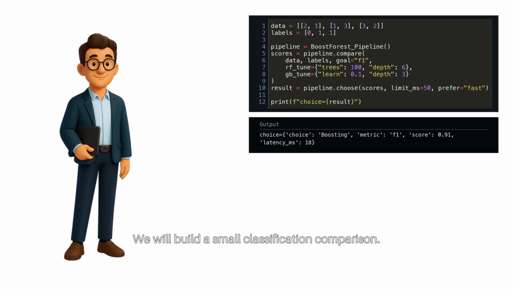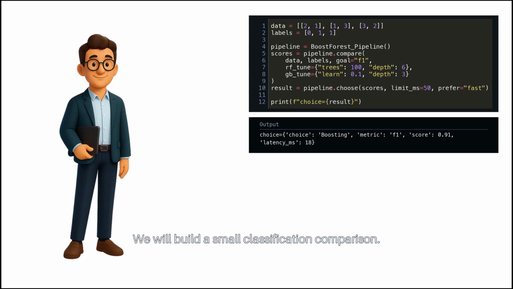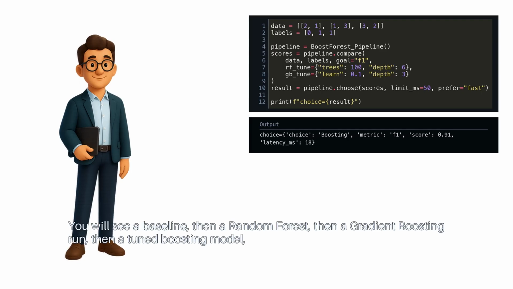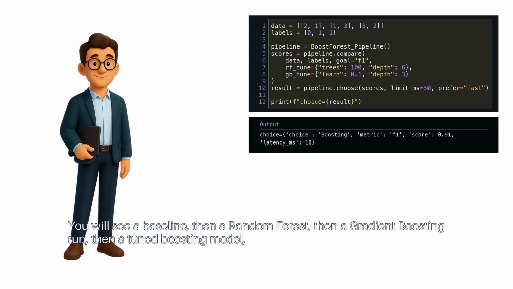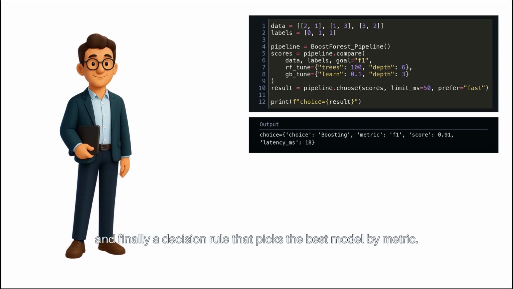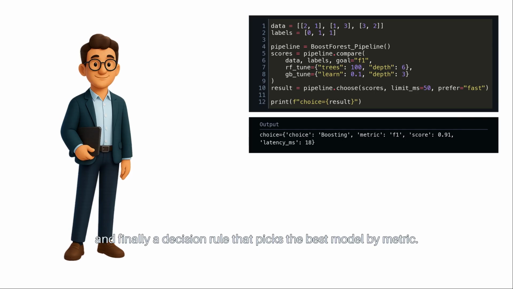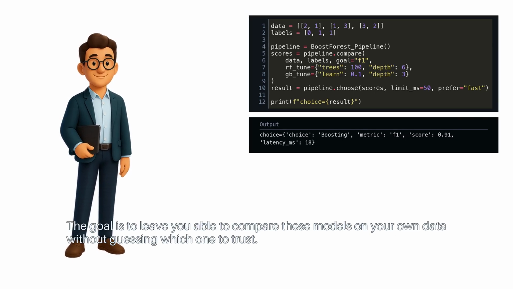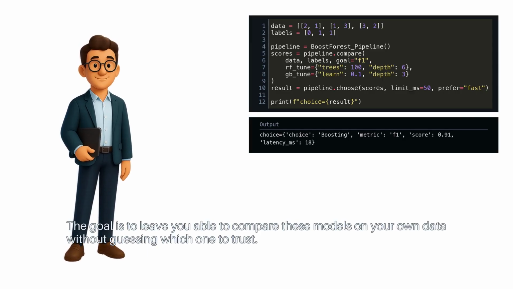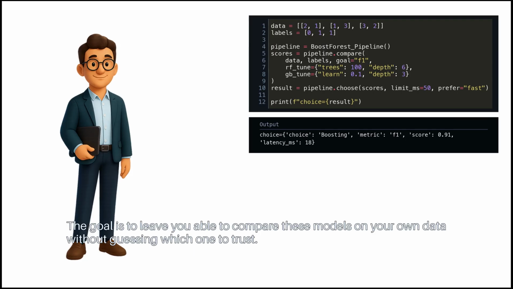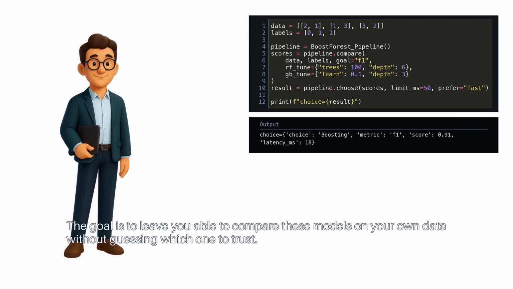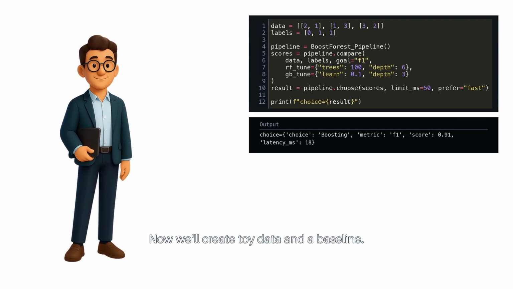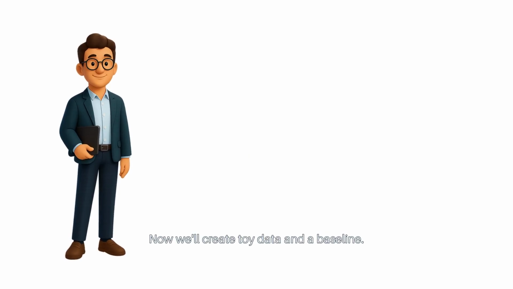We will build a small classification comparison. You will see a baseline, then a random forest, then a gradient boosting run, then a tuned boosting model, and finally a decision rule that picks the best model by metric. The goal is to leave you able to compare these models on your own data without guessing which one to trust. Now we'll create toy data and a baseline.